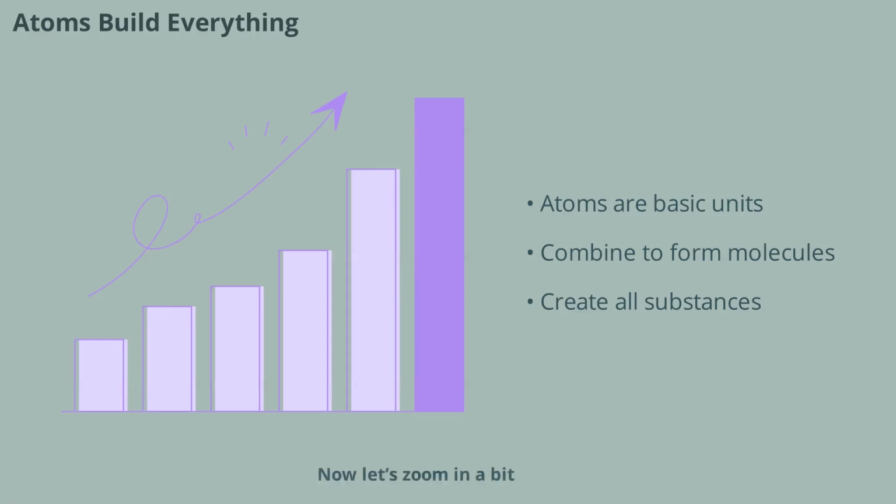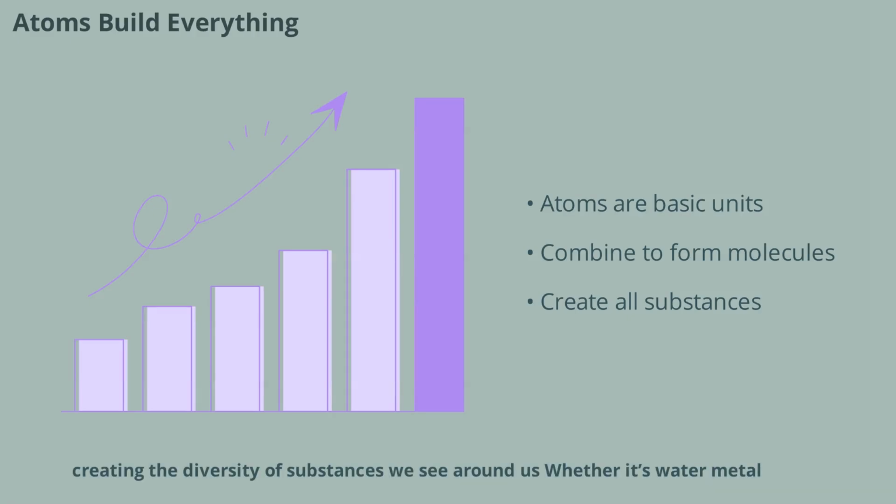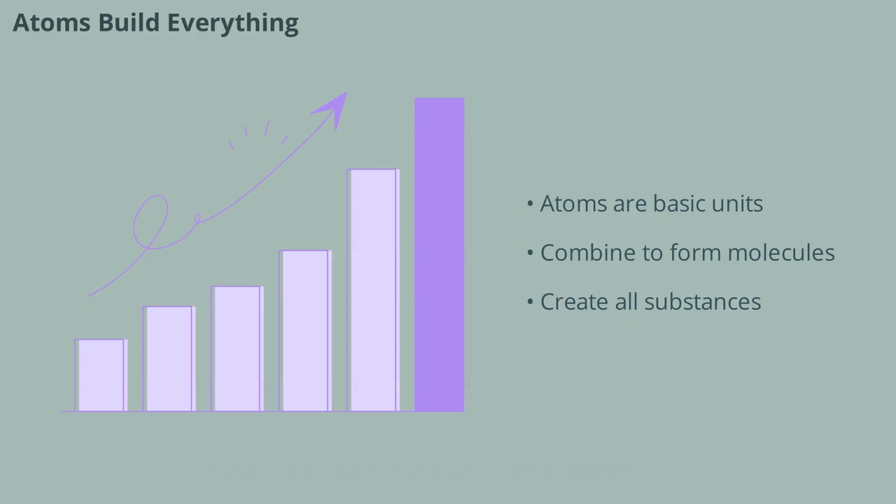Now let's zoom in a bit. Atoms are the tiny building blocks that make up all matter. Think of them as the basic units, like individual bricks in a giant wall. Atoms combine in countless ways to form molecules and compounds, creating the diversity of substances we see around us. Whether it's water, metal, or plastic, it all starts with atoms coming together. Understanding atoms helps us grasp how matter is constructed and why different materials have unique properties.